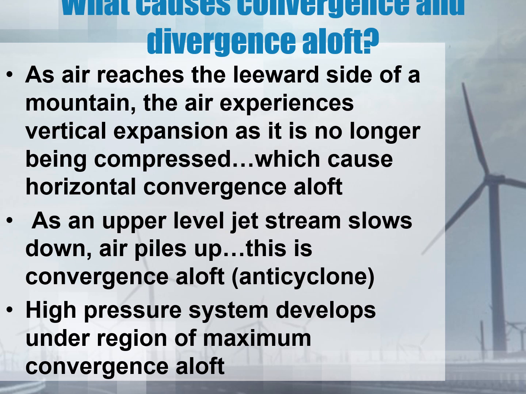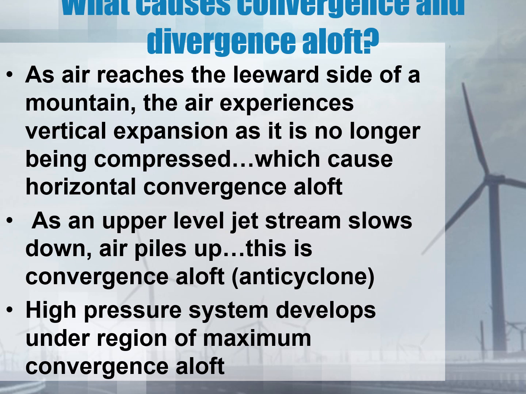Okay, so back to the first bullet. As air reaches the leeward side of a mountain, air experiences vertical expansion, is no longer being compressed, causing convergence aloft, which will cause divergence below, and will lead to a cyclone at the surface. So the first bullet will help lead to a cyclone at the surface. The second bullet will help lead to an anticyclone at the surface.